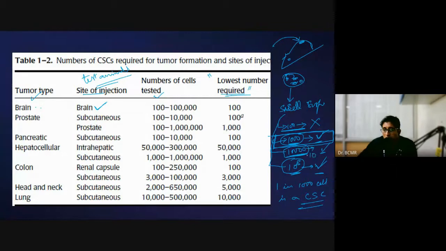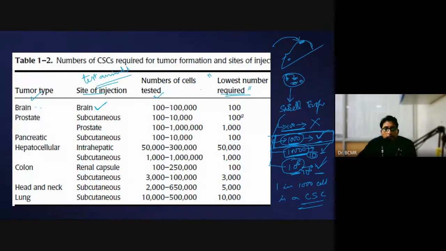The 10,000, this sample may have about 10 cancer stem cells, and this one may have something somewhere around that. Okay, 10 to the power. How much would that be? You're saying 1 in 100, so 10 to the power 6. Is that right?